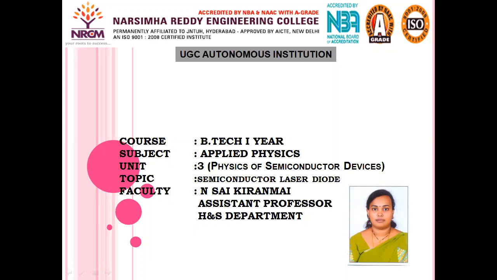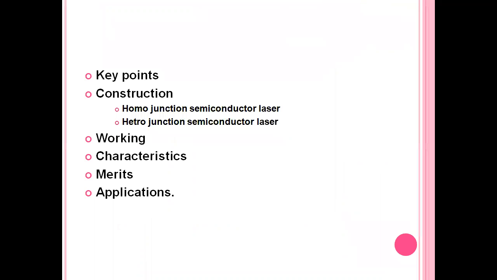Today in this session, we are going to discuss the semiconductor laser diode, which is an optoelectronic device made up of semiconductor materials only. We will discuss the key points of a semiconductor laser, the construction of two different semiconductor lasers, homojunction and heterojunction, how a semiconductor laser works, what its characteristics are, its merits and demerits, and their applications also.